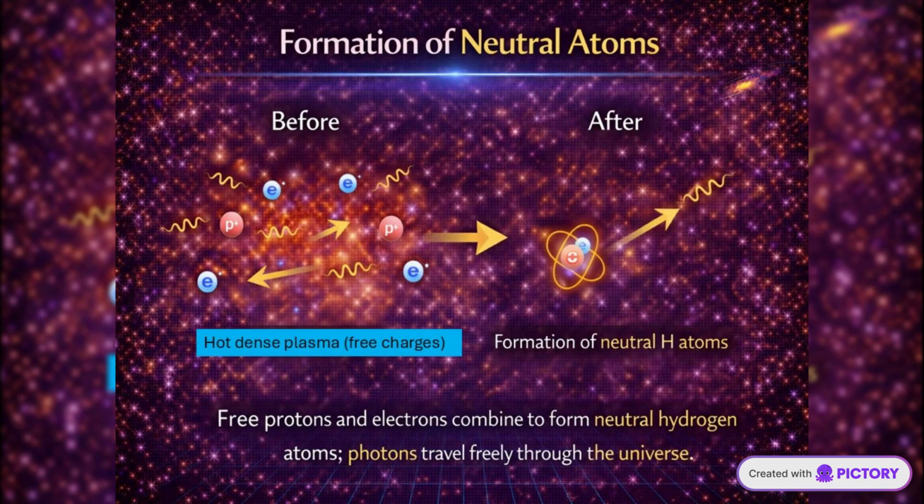Before recombination, the universe was filled with free charged particles. After recombination, neutral hydrogen atoms formed. This reduced interactions between photons and matter. As a result, photons began to travel freely.